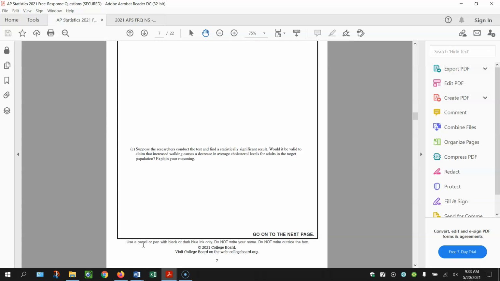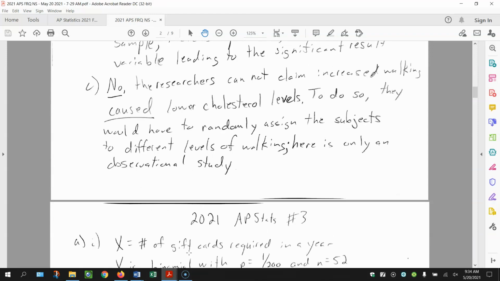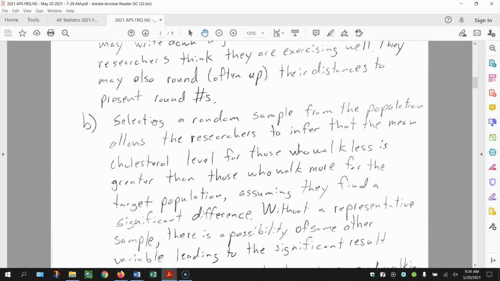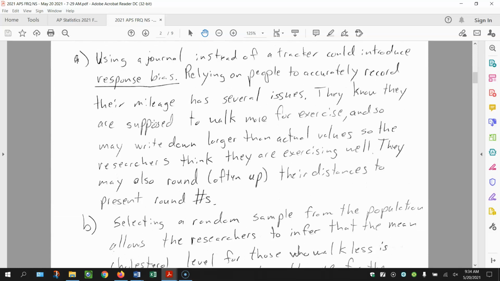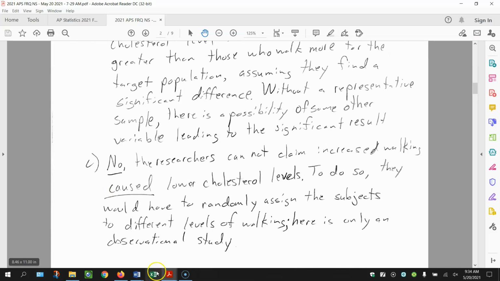Would it be valid to claim causation? No. Nope. This is association does not prove causation because of confounding. This is not an experiment. There was no random assignment. It's just an observational study, so no. So again, 3 parts. I'm thinking E, P, or I is going to get you to 2. So you have that option there. That's what you're looking at.